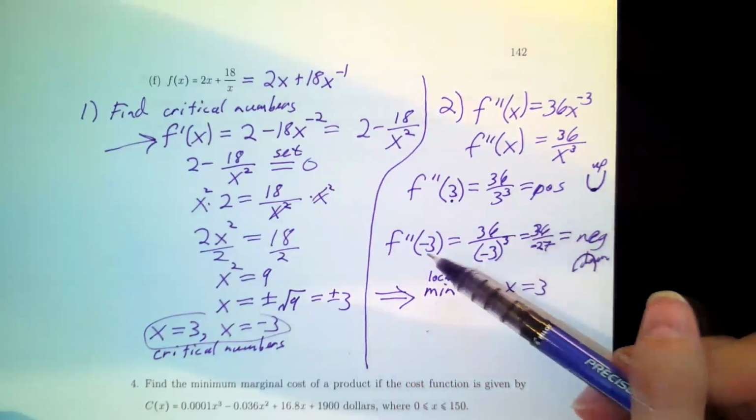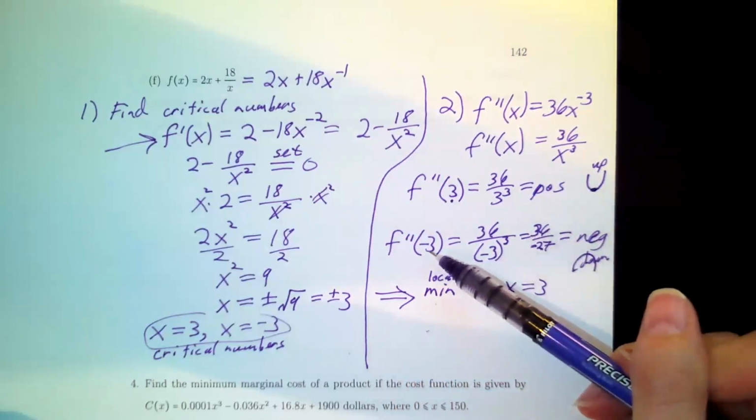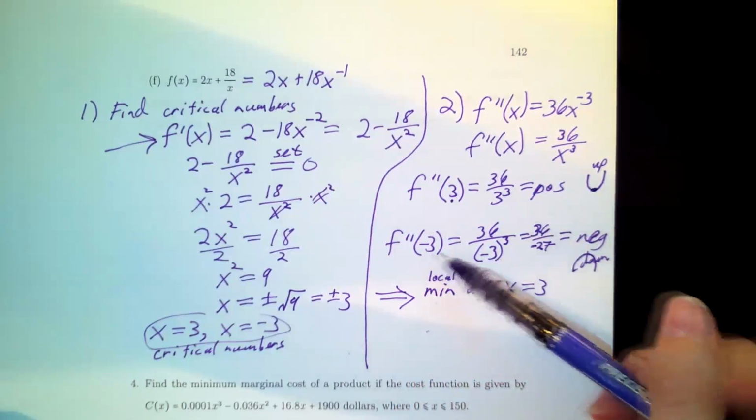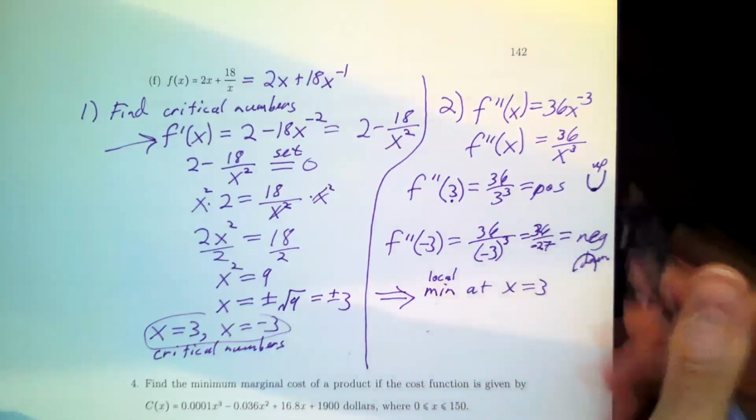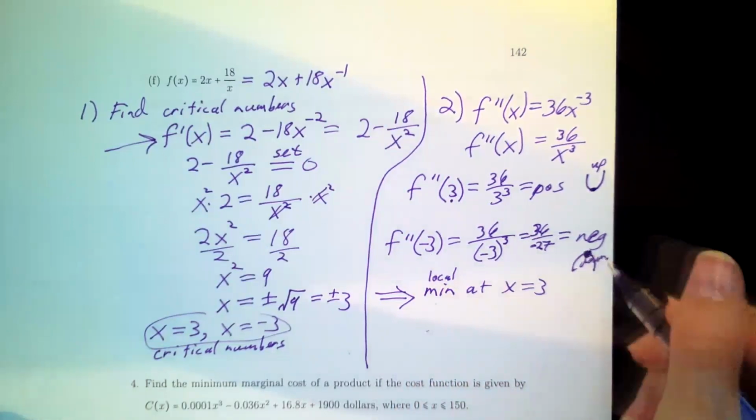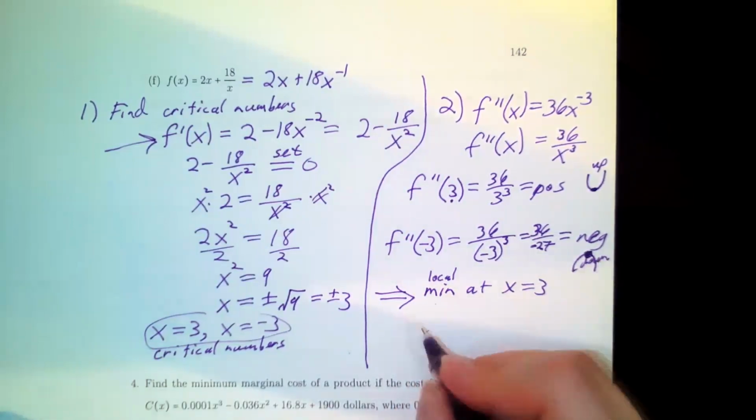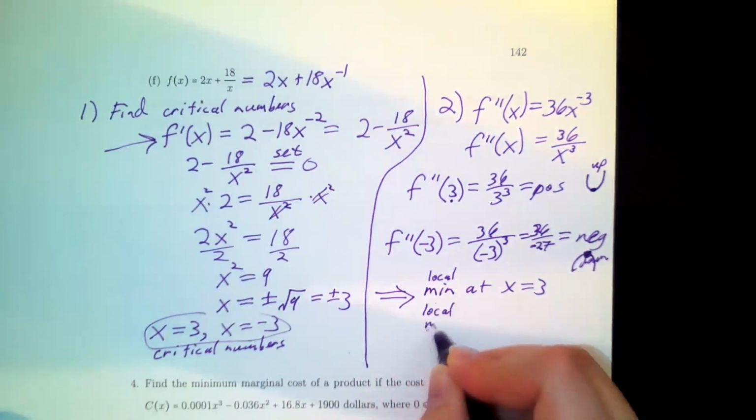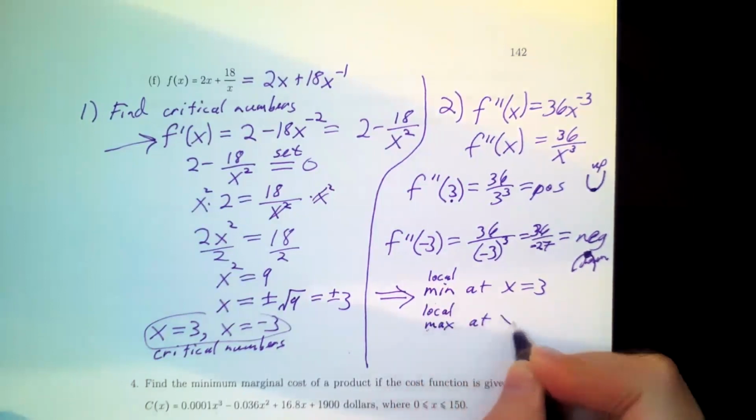Similarly, at negative 3, it's a potential max or a min, but my shape is concave down. So if it's concave down and potentially a max or a min, which does it have to be? It has to be a maximum. So we have a local max at negative 3.